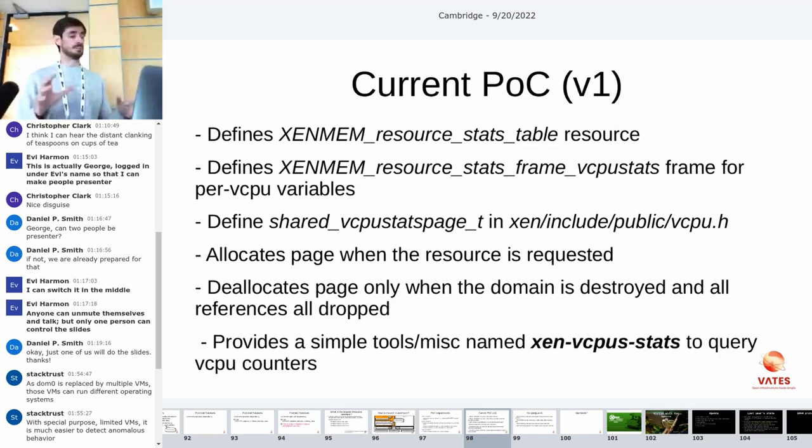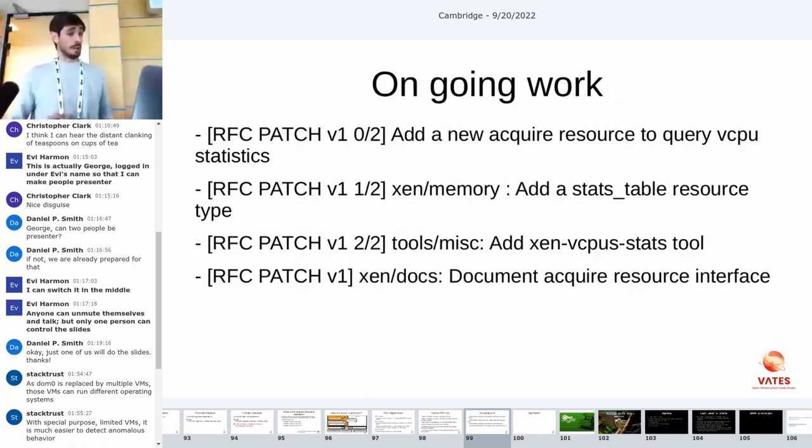And also, we already have a very simple tool called xen-vcpu-stat to show this new feature. So this is the ongoing work. We have two versions of the feature itself, which are the first 3 lines, and the fourth line is the documentation about the acquire resource interface. The idea to provide this documentation was that maybe someone else wants to use this interface for another purpose, so let's document it.